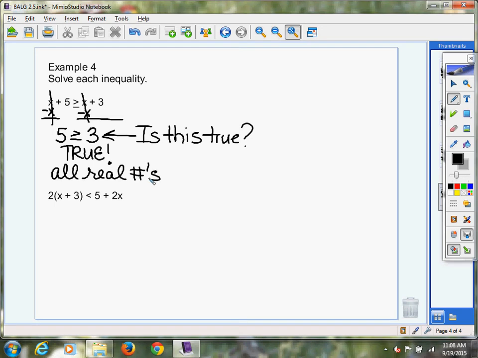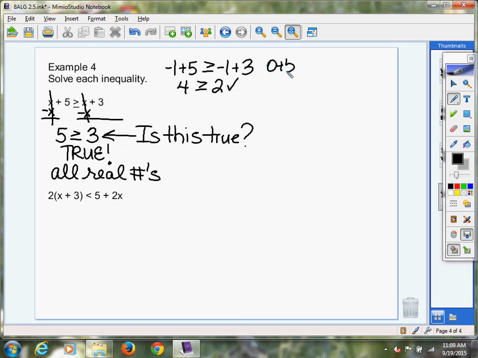I can take any number and plug it in for the x on the left, and that same number plug in for the x on the right, and it will always work out. Okay, so let's test my theory. Let's try -1. We're going to plug in -1 for the x. -1 plus 5 is 4, and -1 plus 3 is 2. Is 4 bigger than 2? Yes, it is.